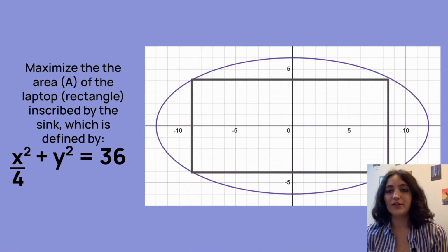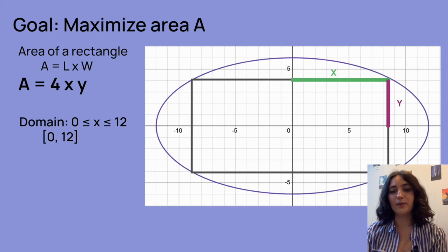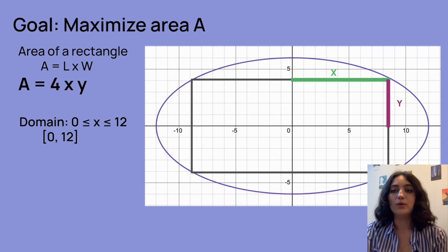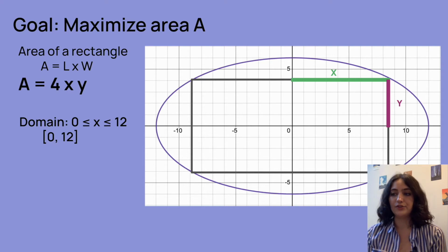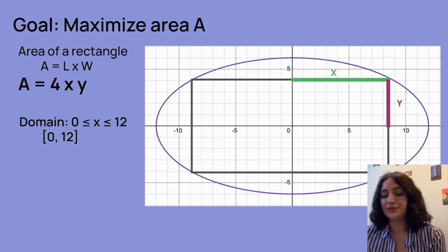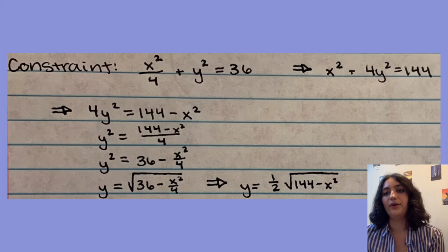Come on. So here we'll maximize the area of the laptop, which is the rectangle inscribed by the sink, which is defined by x squared over 4 plus y squared equals 36. Our goal is to maximize the area, so we find the area by deriving it from a rectangle area equation, which is area equals length times width. And to keep it non-negative, we will do area equals 4 times x times y. X and y are shown in the graph onto the right, and our domain will be from 0 to 12.